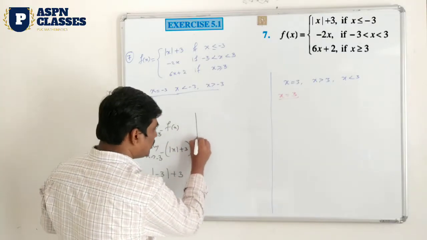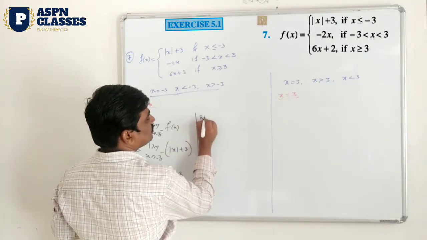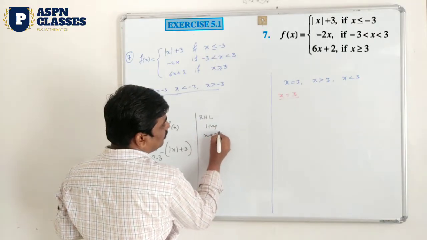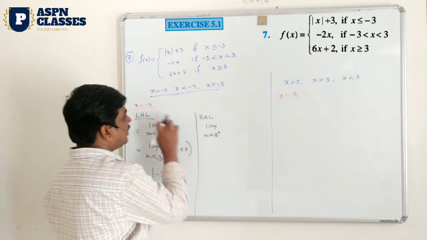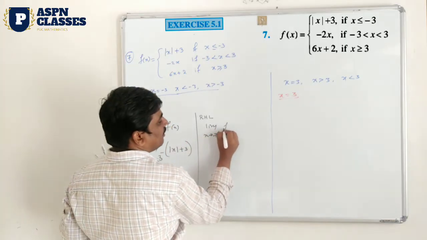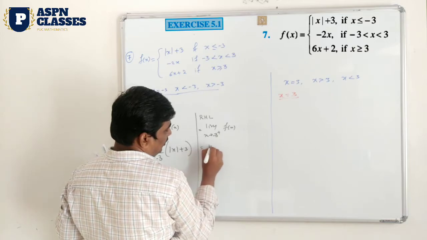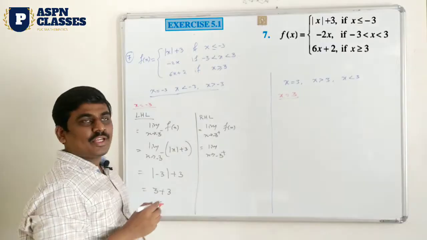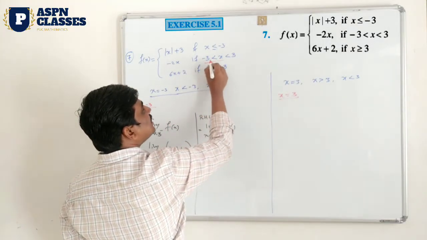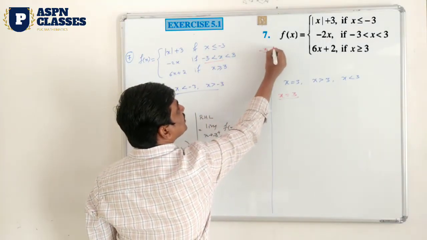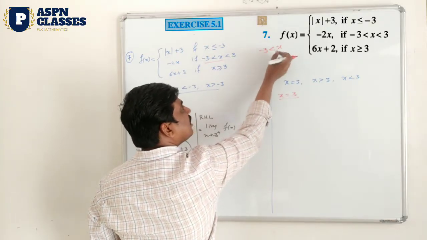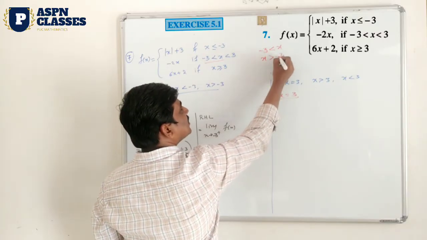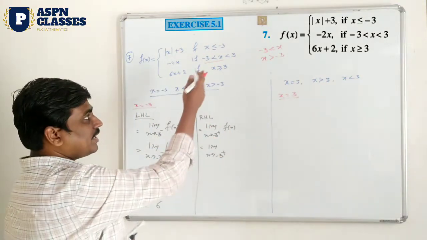Then similarly, you can check the RHL limit. In RHL, you take the limit as x tends to minus 3 plus of f of x. Here, minus 3 is less than x, which means x is bigger compared to minus 3. Both mean the same thing: x is greater than minus 3.